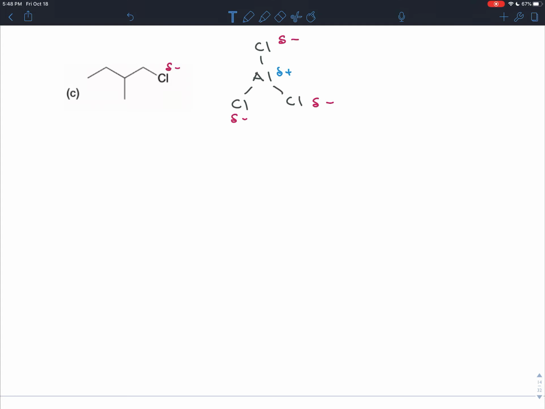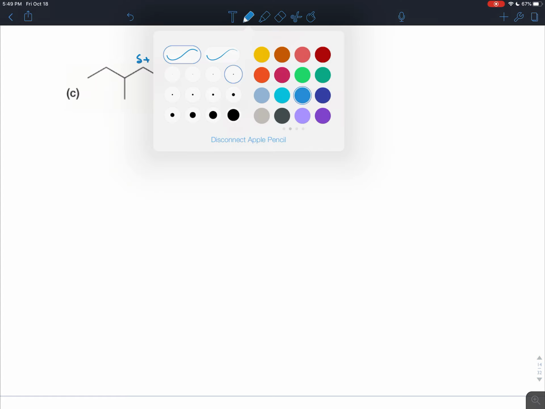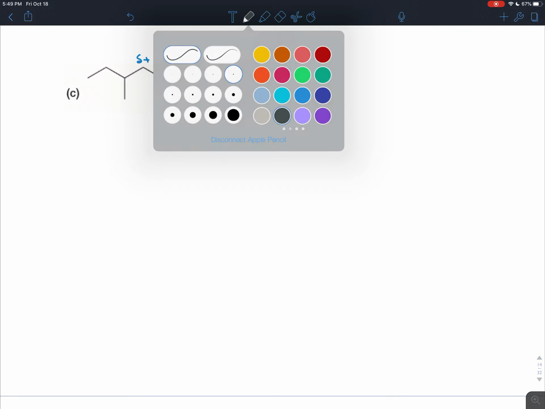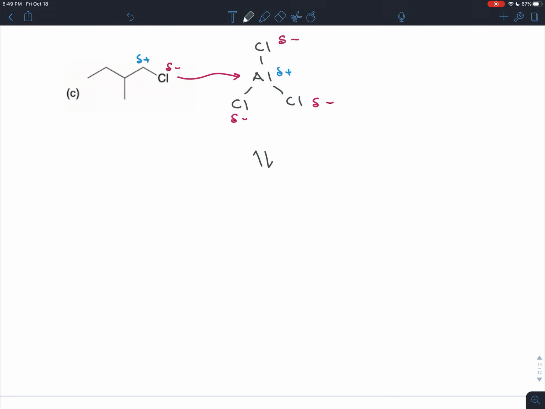This chlorine is also slightly negative, for sure, and the carbon is slightly positive. So it's an okay electrophile, but we want to turn it into an amazing electrophile. Furthermore, the chlorine is gigantic, so it's polarizable, and when it gets close to the aluminum, all the electrons rush to that side, it becomes a better nucleophile, and it attacks the aluminum. You end up forming this intermediate.